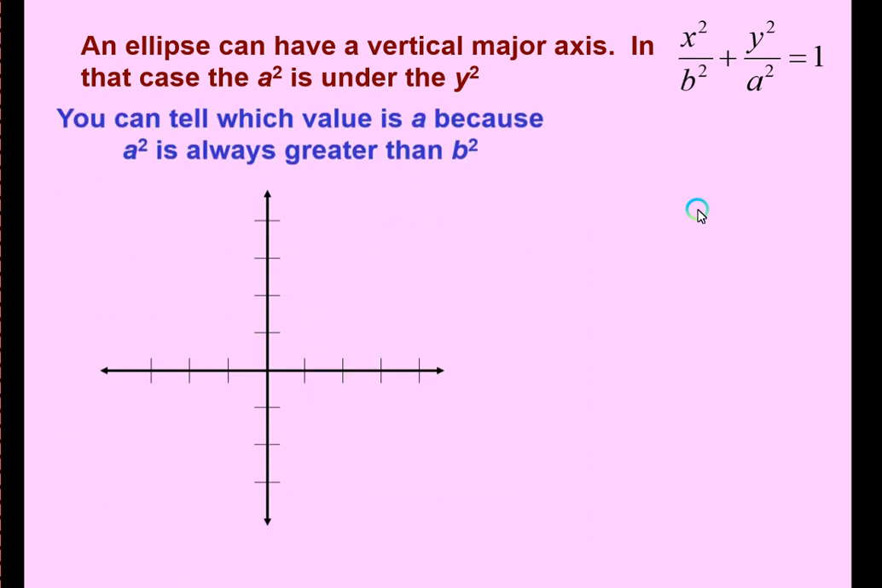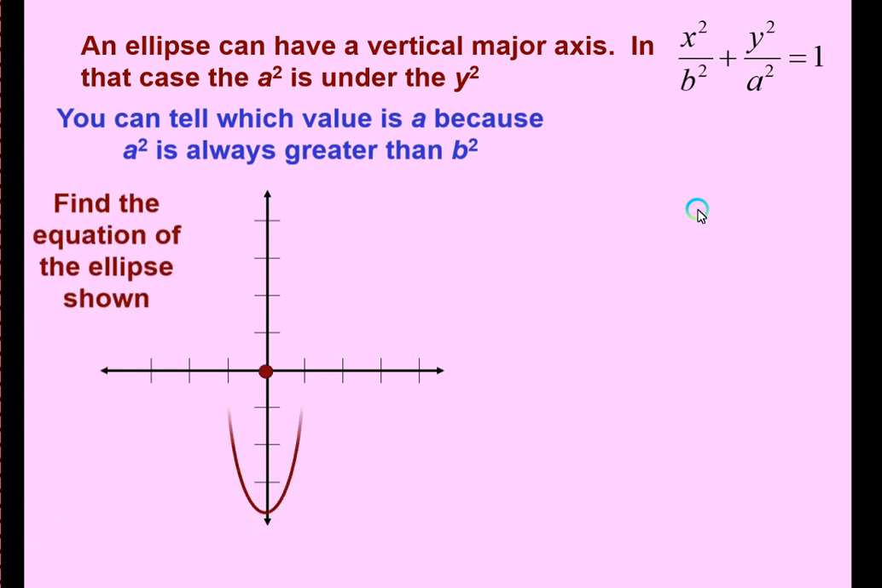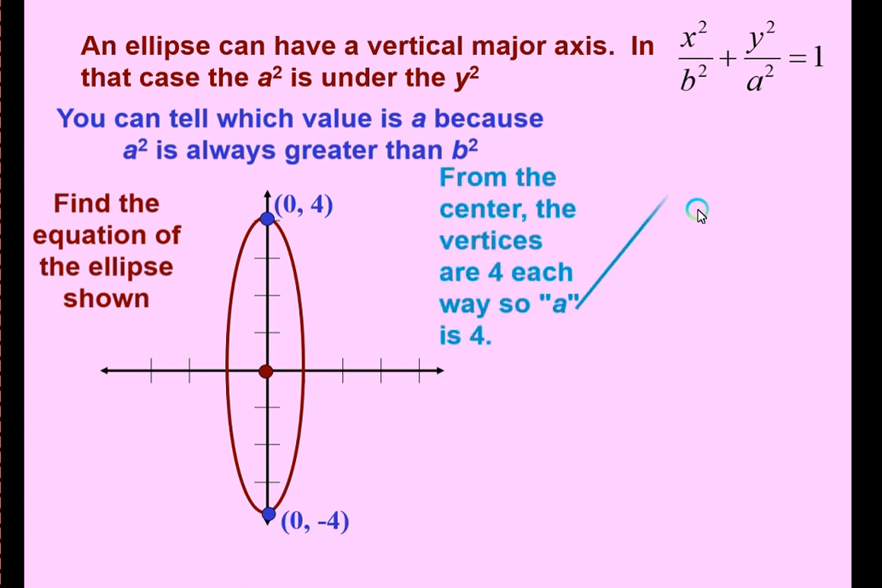Okay, so you can tell which value is a because a squared is always greater than b squared. So, we will have some variations, for example, orientation. So, for our ellipse, for example, the given is to find the equation of the ellipse shown.